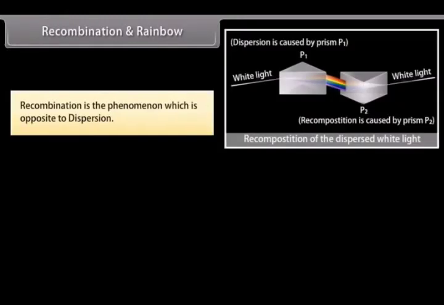Recombination and Rainbow. Recombination. Isaac Newton observed that if he keeps 2 glass prisms parallel to each other such that one is inverted with respect to the other, then white light entering one prism gets split into 7 colors, which when they fall on the other prism recombine to give white light again. This is termed recombination.